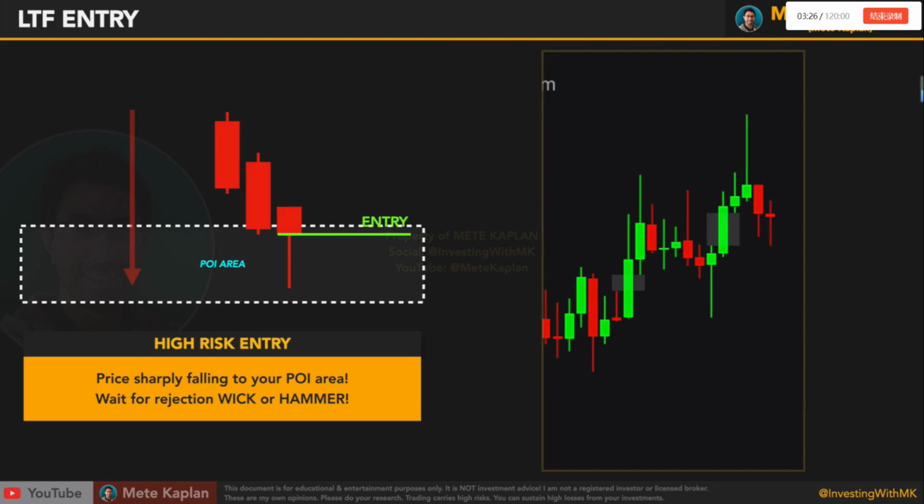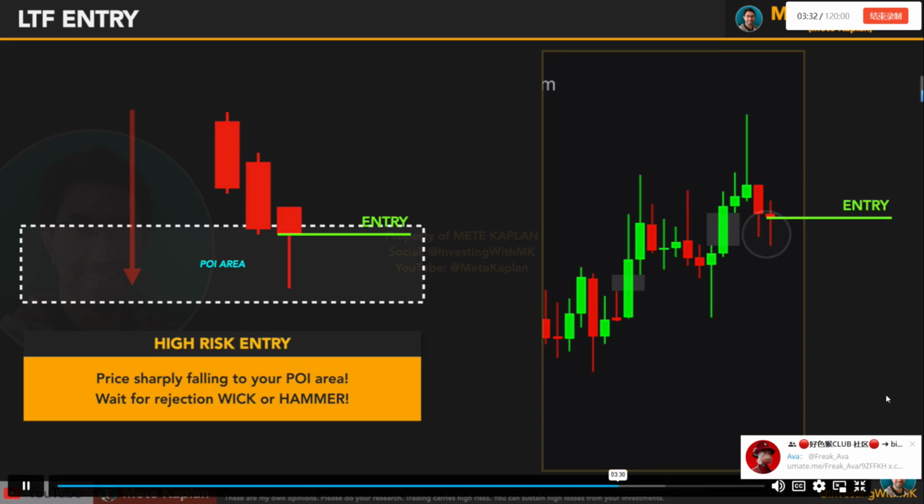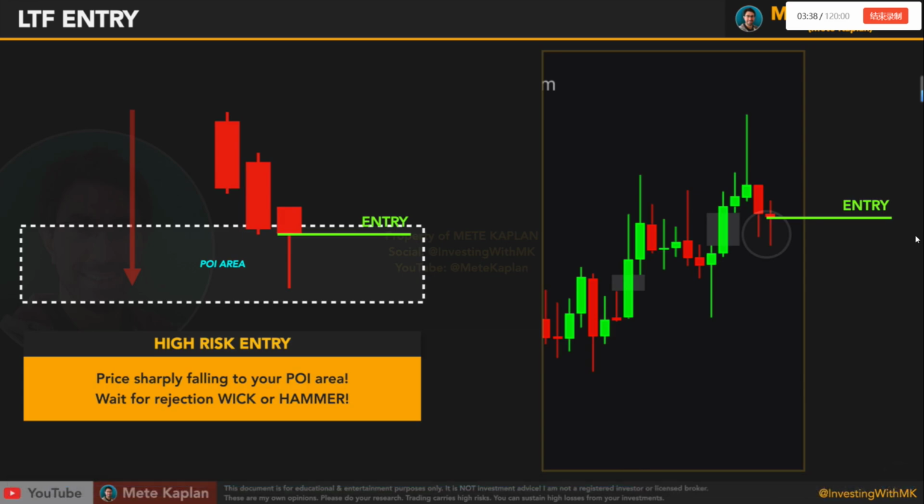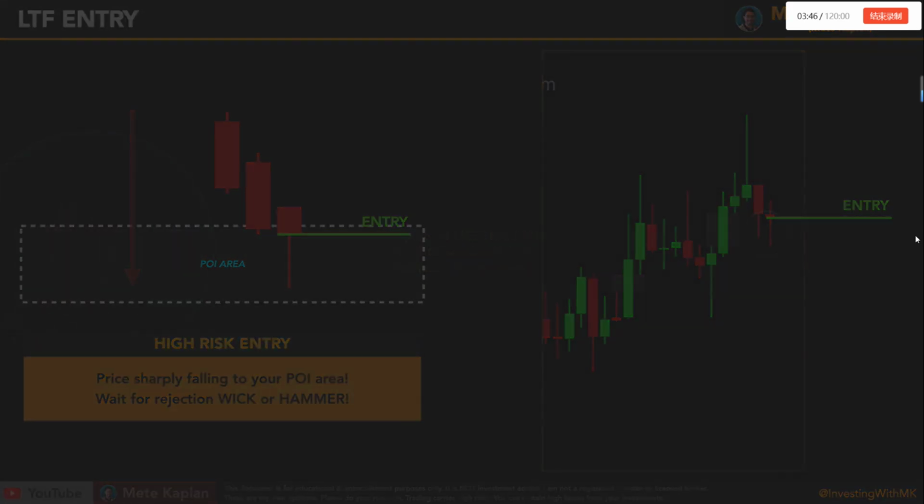If you look at another example here, buyers keep rejecting sellers. The disadvantage of this entry is sellers can take back the control, and buyers may lose and the price may keep falling. The advantage is you will have a much better profit target and a much better stop loss.